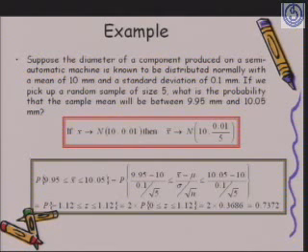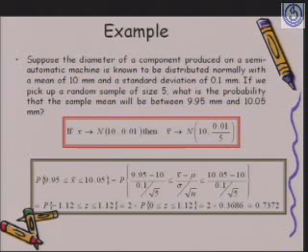And why are we using 0.01? Because the standard deviation is 0.1, so if you square 0.1, 0.01 comes, and this is the equation we have. So what is asked here is the probability that your sample mean would lie in the interval 9.95 and 10.05.